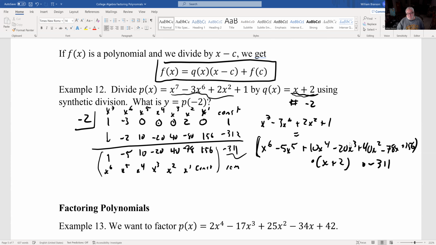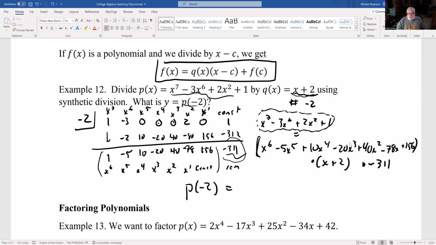Great. So x plus 2 is not a factor, right? Didn't turn out to be a factor. That's okay, right? We would need to get a 0 here for it to be a factor. We need a remainder of 0. But we can answer this question: what's p of minus 2? Well, p of minus 2 is what you get when you plug minus 2 into this and multiply it out and see what you get.